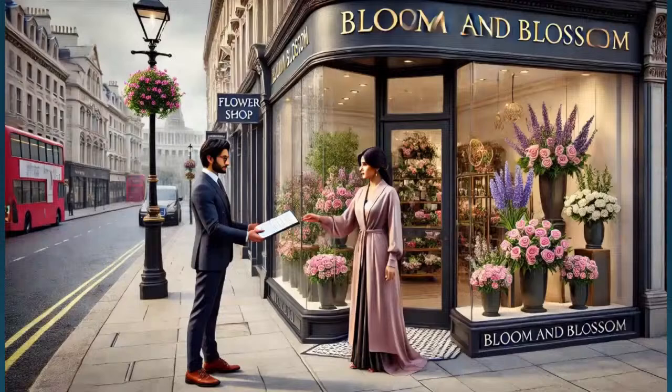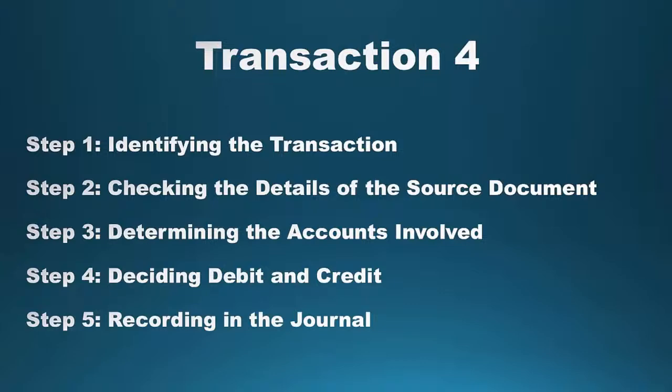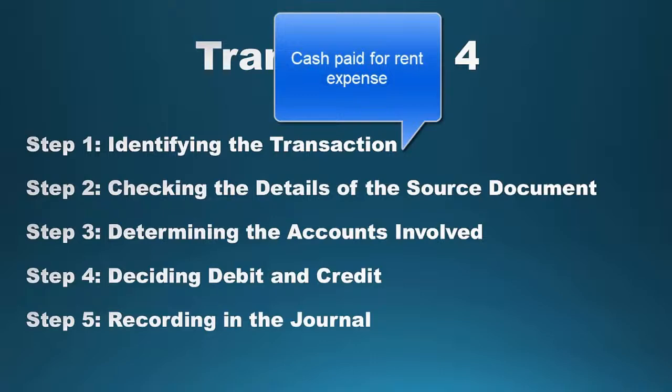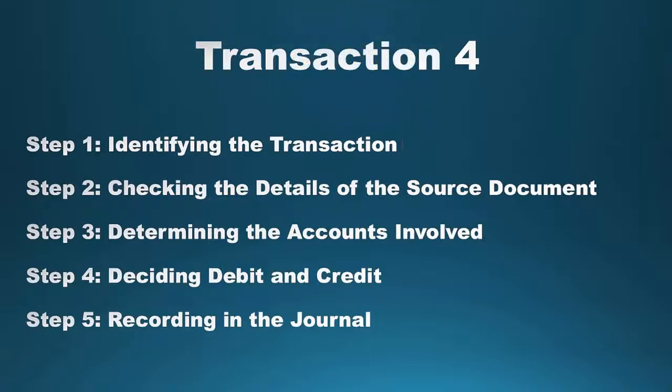Step 1. Identifying the transaction. In this transaction, Nilam Sultan pays $1,500 for the first month's rent for her shop. This is a necessary expense for running the business. The business pays this amount in cash, which means the cash balance decreases. The payment is for rent, which is classified as an expense because it's part of the cost of operating the business.